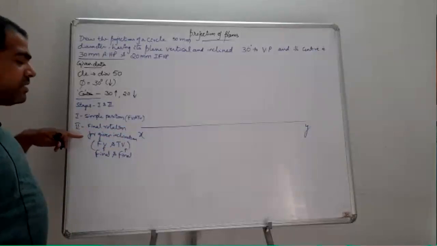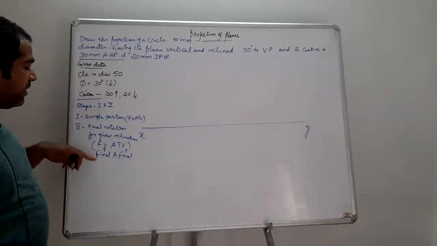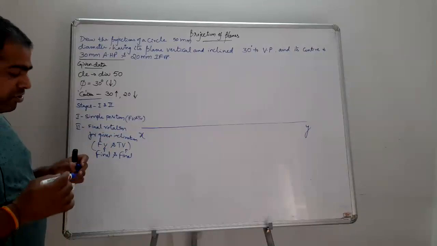The simple position is going to be considered the first front view and first top view. What we can obtain in the second stage is nothing but your final front view and final top view. That is going to be our required solution.